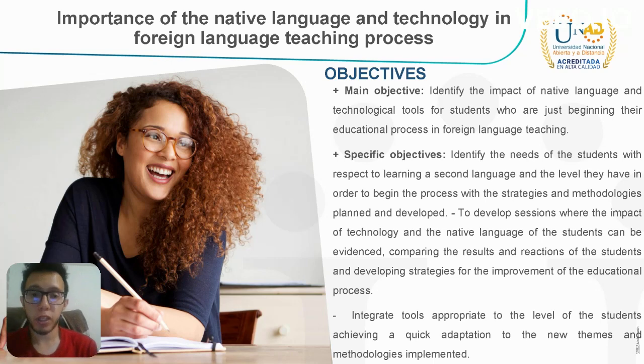The first one is to identify the needs of students with the foreign language learning process, and based on that information design the appropriate materials and methodologies to help the students with their needs and achieve the main goal or the main objective of this research project. And the second specific objective is related to the design or the integration of the appropriate tools, taking into account the level of the students.